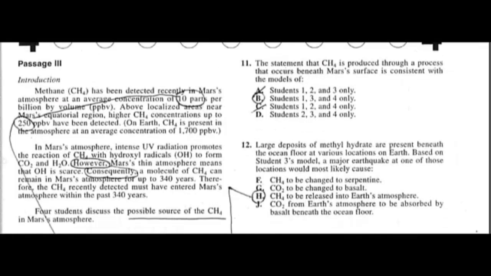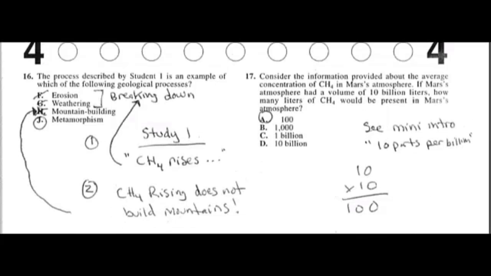The best place to find something that you don't know where it is, is the mini introductory paragraph. The average concentration is 10 parts per billion. We found that in the mini intro paragraph. So now we take 10 parts per billion and we take the new information, which is 10 billion liters, 10 parts per billion times 10 billion liters. 10 times 10 is 100, which will lead you to the correct answer of A.